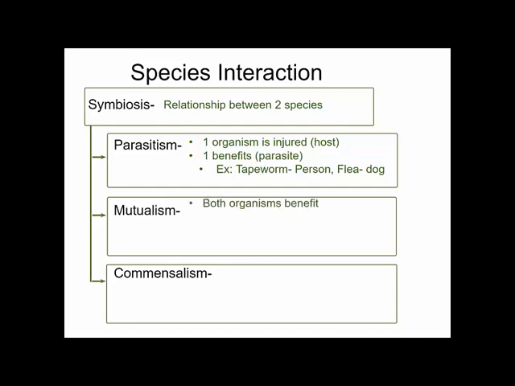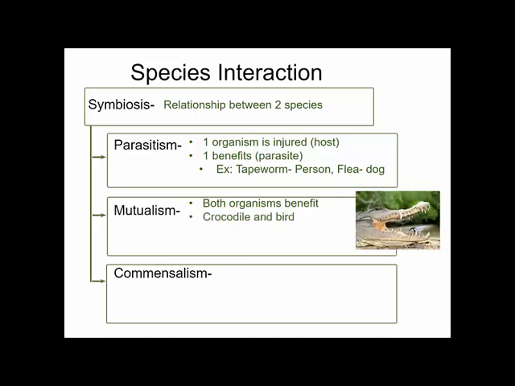Mutualism is a relationship when both of the organisms benefit from it. For example, I have a picture here somewhere. This is the Nile crocodile. It's a deadly predator. It kills humans in Africa. And it's ferocious. It's a carnivore. This is an Egyptian plover bird.